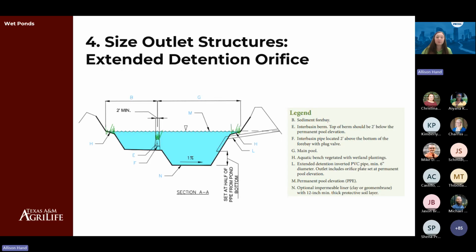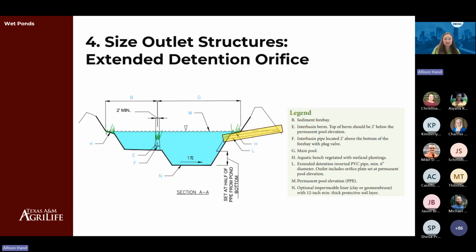The design of the outfall structure is important to enhance the detention function of the pond. In most cases, the ponds will be designed with two primary outfall structures and a maintenance drain. First, the extended detention orifice, highlighted in yellow, typically is a PVC pipe. The outfall should discharge to a manhole if you're connecting to a downstream storm sewer system.